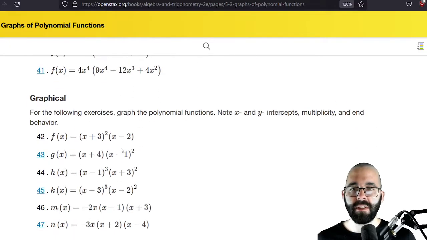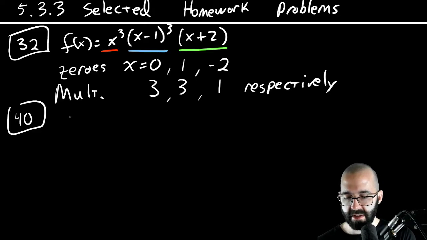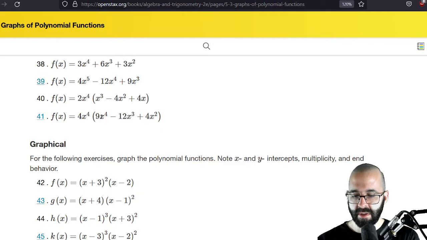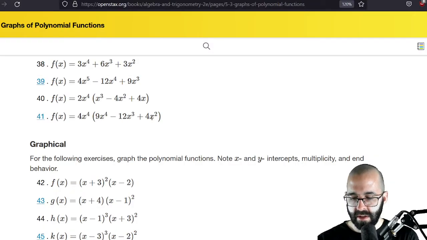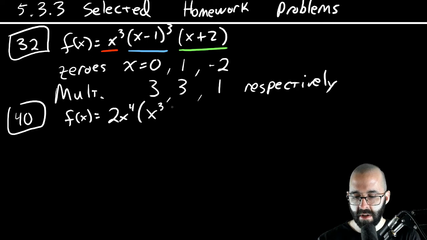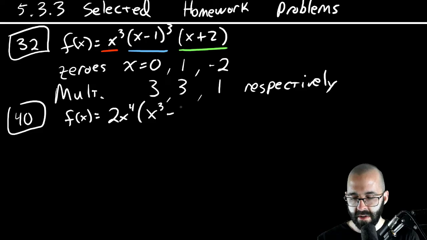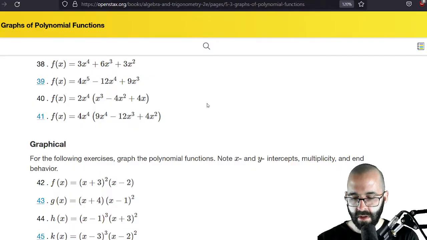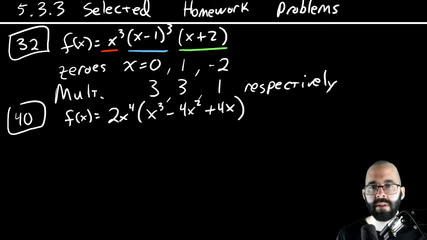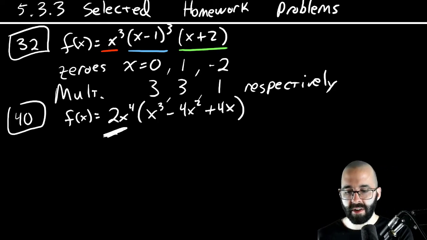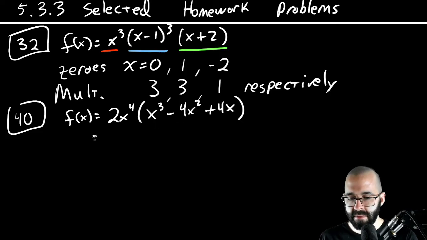Let's also look at 40. All right, that's also another very similar problem. Zeros and multiplicity for 2x to the fourth times x cubed minus 4x squared plus 4x. This one's not fully factored. The first part, that's factored, no problem. Second part, not fully factored.